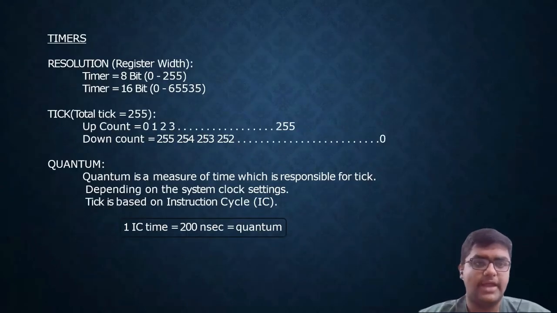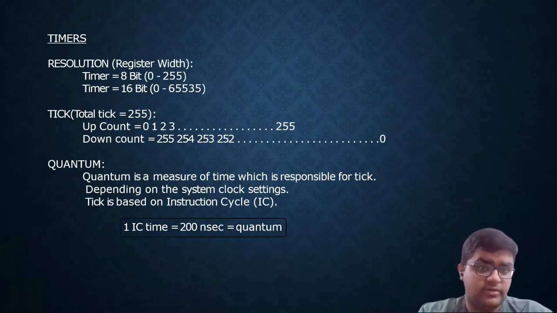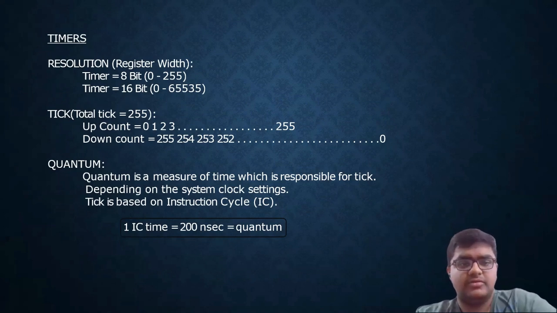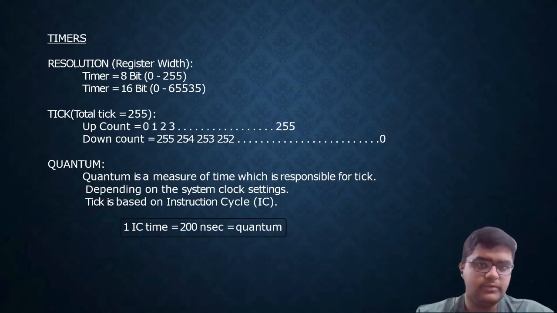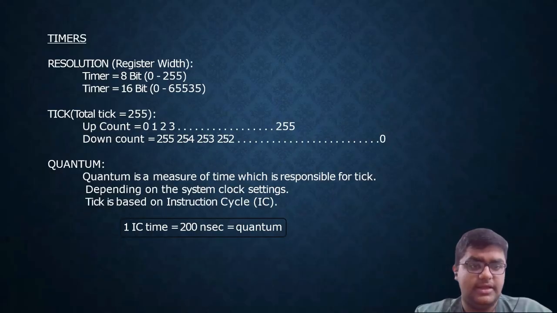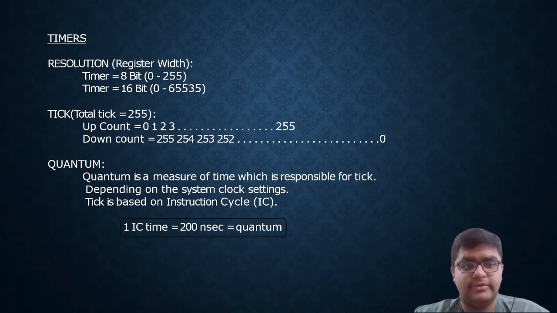So next we have timers. Timers come with different resolutions, that is the register width of the timer. It's 8-bit, 0 to 255, and 16-bit, 0 to 65535. A timer can have different ticks, and for the 8-bit timer there are 255 ticks. Up count is 0 to 255, and down count is 255 to 0.